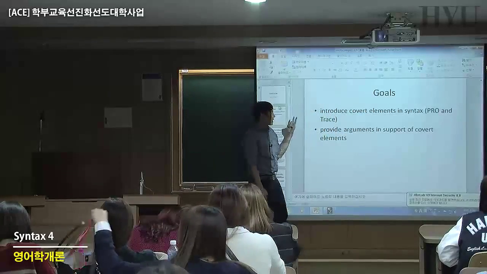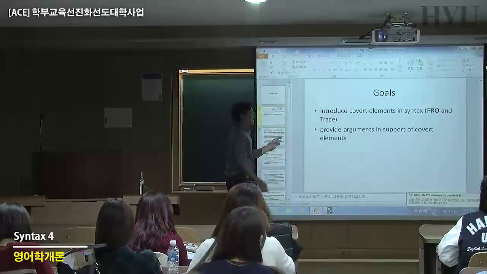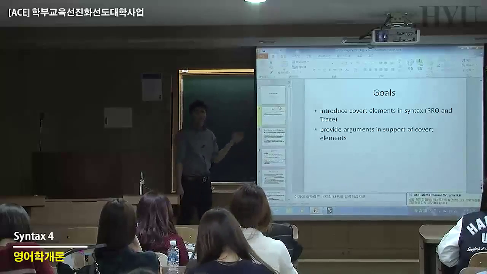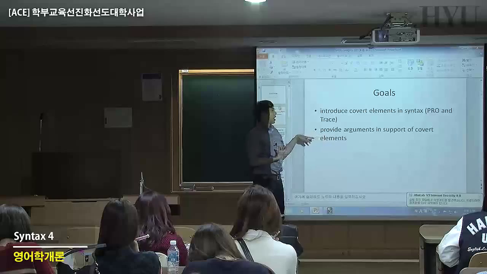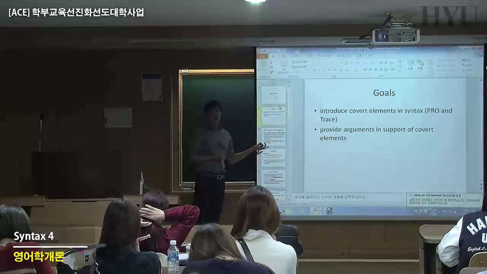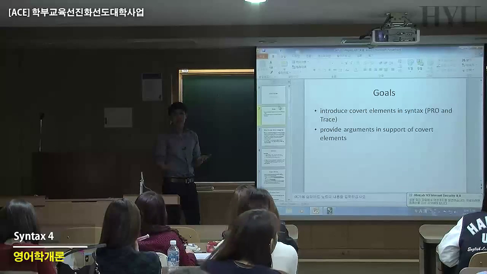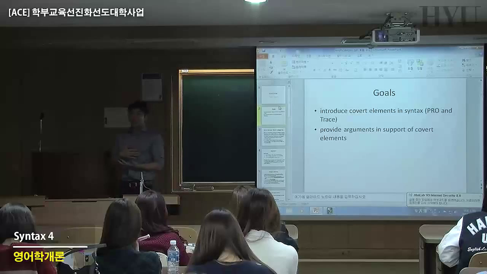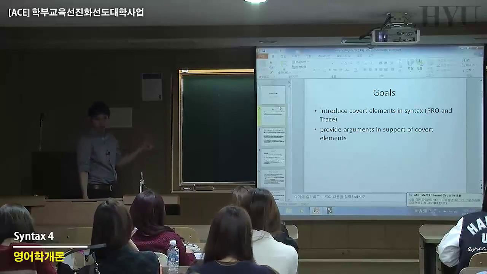Two elements that we'll study are pro, P-R-O, pro. Okay? And trace. Two things, two names, pro and trace. I'll explain what they are. And then I'll have to provide arguments in support of covert elements, because we don't see them, we can only assume that they are there, right? But then there must be some evidence that points to their existence. So I'll provide arguments in support of those things, okay?